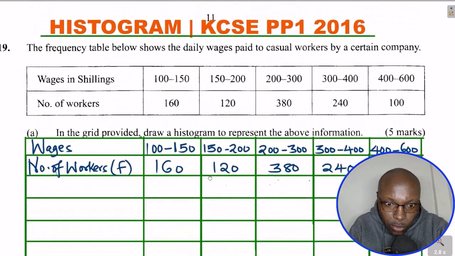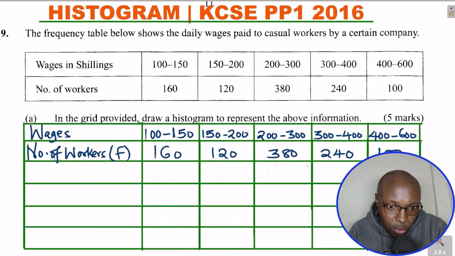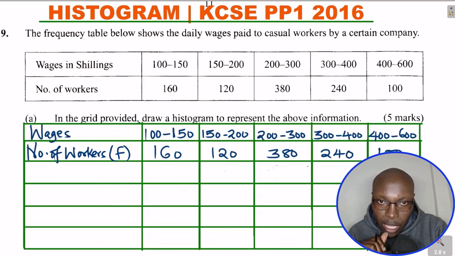We go straight to the first part, where you're supposed to draw on the grid provided, the histogram to represent the above information. In order to draw this histogram, the first thing that you have to keenly look at is the classes. Classes are beginning from 100 to 150, 150 to 200, 200 to 300. Are the class widths the same? They are not uniform. So when you realize the class widths are not uniform, then when you're drawing the histogram, you require the frequency density.